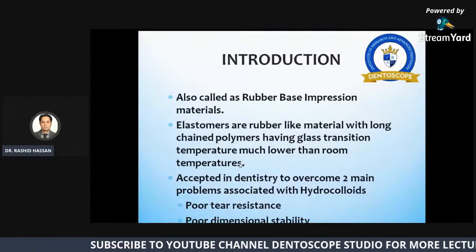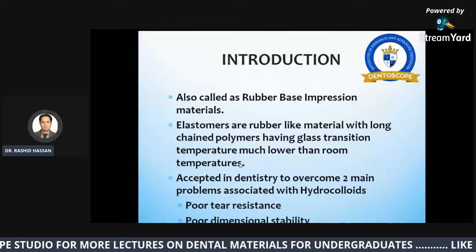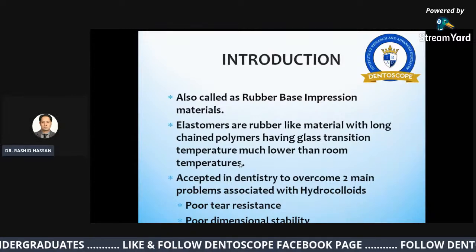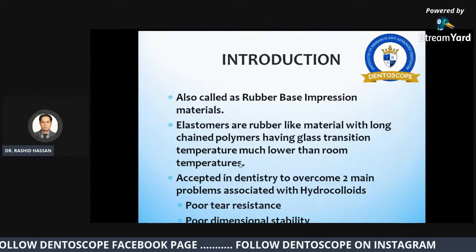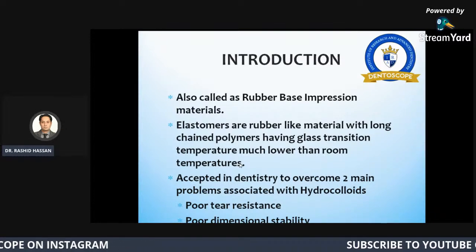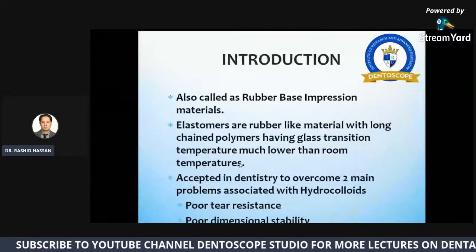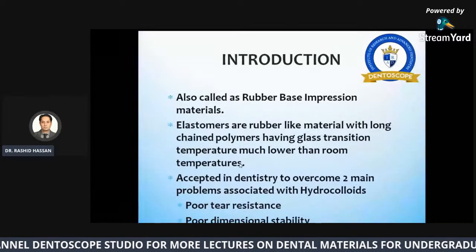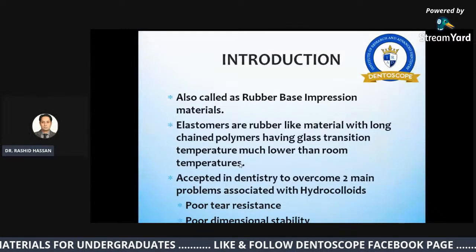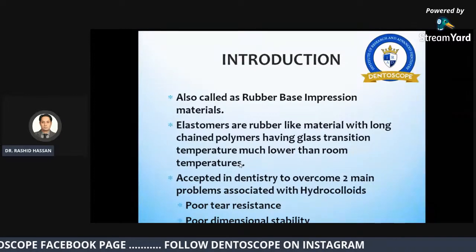First, a brief introduction about the rubber-based impression materials, which are also called elastomeric or elastomers in simple language. The elastomers are basically rubber-like material with long chain polymers. If you have an idea what exactly a polymer is, the polymer consists of many small units which are called monomers. The monomers combine with one another to form a large macromolecule which is called the polymer.